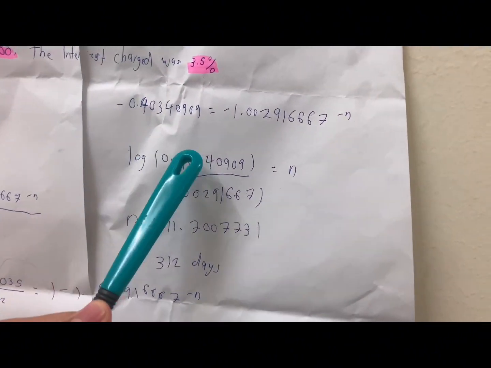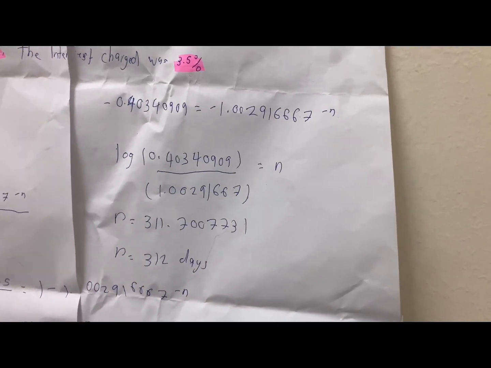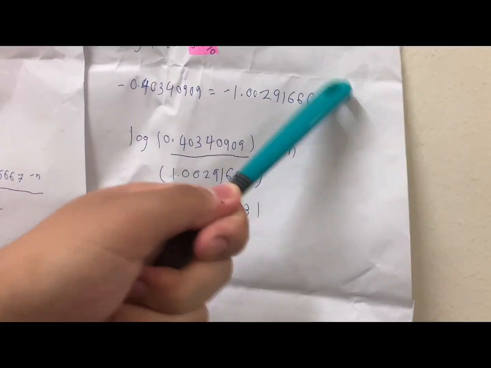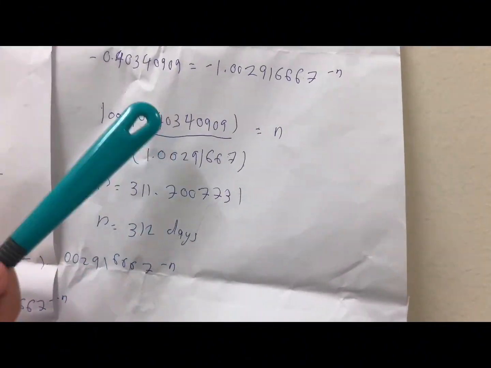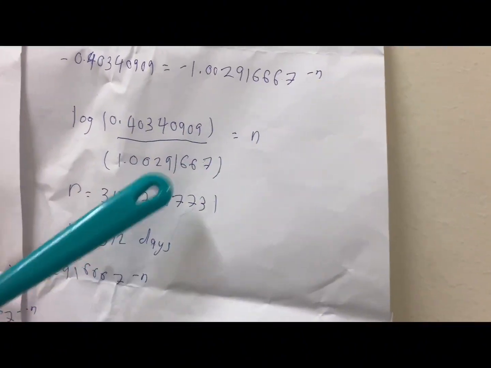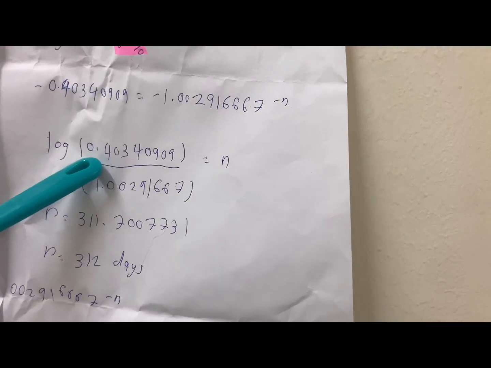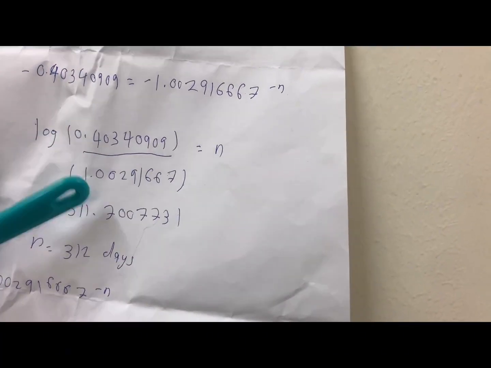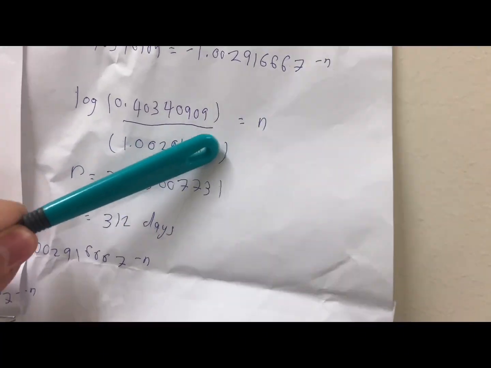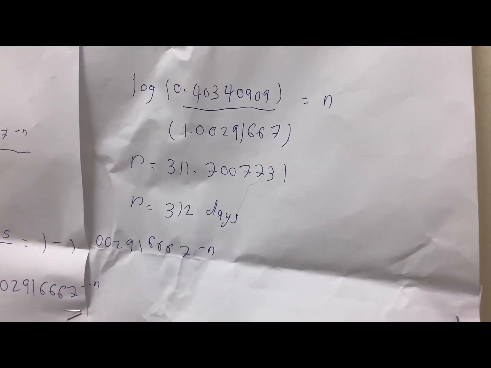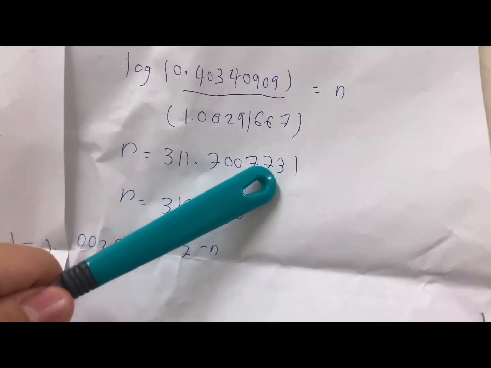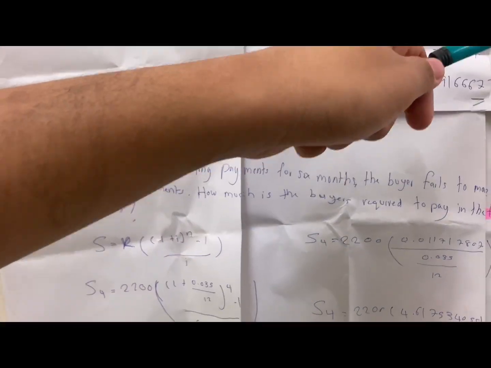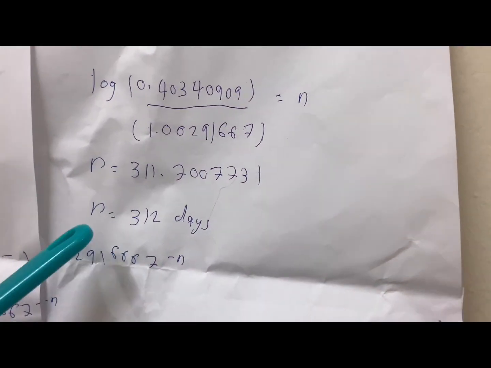We get to here. We use a log. So what we need to do, we put this down and we say, okay, so we got log 0.40340909 bracket divided by bracket 1.00291667. So we put the calculator, then we got the answer is 311.7007731. So the final answer is N equal to 312 days. That's for the question 1.